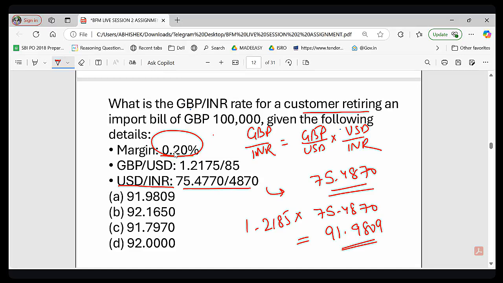Tell me whether margin is to be added or subtracted. What is to be done? The hint is given in the question itself.